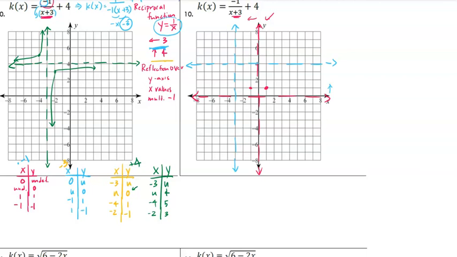And then it's going to go left 3: 1, 2, 3, and up 4: 1, 2, 3, 4. And then this point right there on that parent function is also going to go left 3. Oh, it's going to reflect first, I'm sorry. Reflect over the y-axis right there, and then go left 3: 1, 2, 3, and up 4: 1, 2, 3, 4.